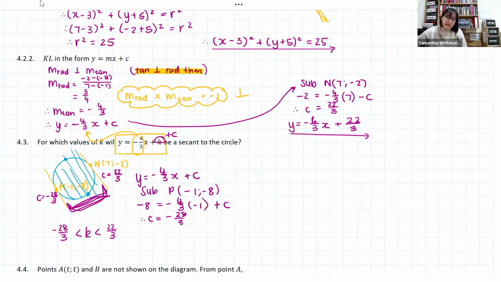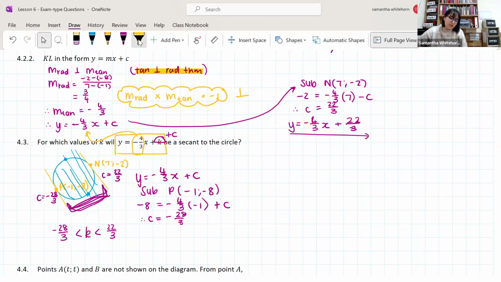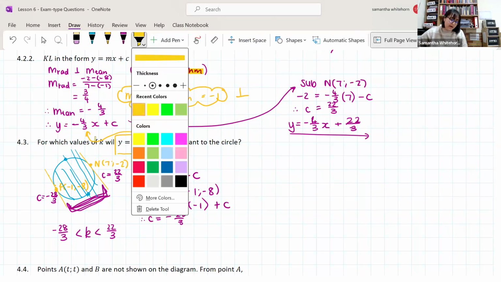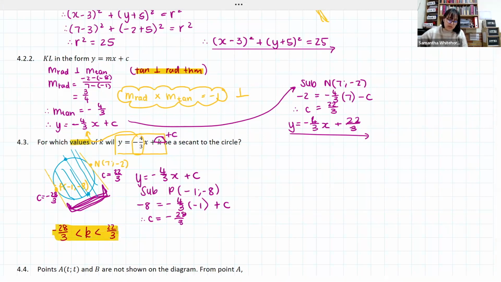Question, is leaving K in an inequality? Yes, it is. Sorry, I didn't actually finish the question, so let me finish it. Is leaving K in the form of an inequality the final answer? Yes, because it says for which values of K, this is the range of values which K can be in order for us to have a secant to our circle.